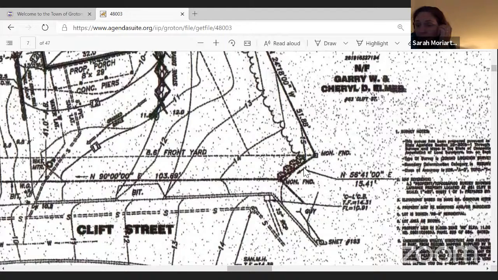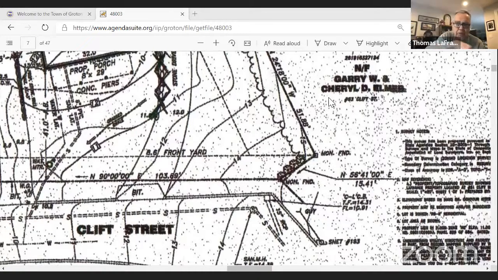Stop, Mr. LaFrance. In your answer to Mr. Elmer's concerns over protecting the markers, how were you planning on doing that? I would put the stones to the edge, even though we could put it to the center line, because that does show the actual property line.